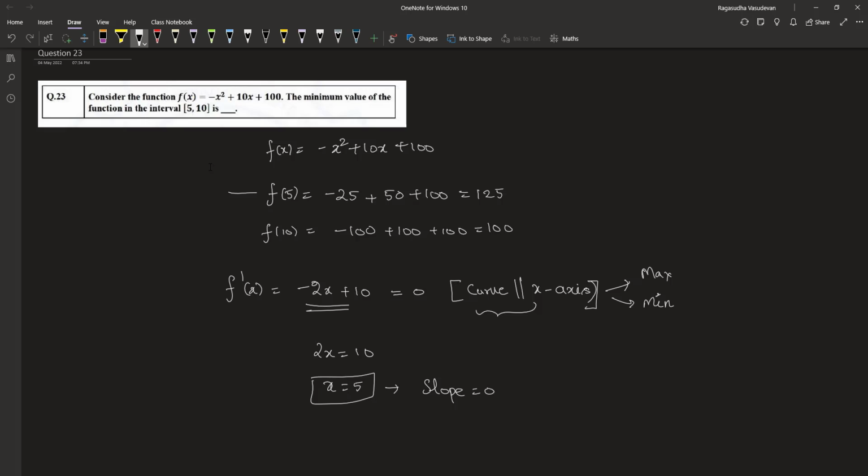But when x is equal to 5, the value of f of 5 is equal to 125, which is not a minimum value. Therefore, in the given closed interval 5 to 10, the minimum value is 100. It occurs at f of 10, or when x is equal to 10. The answer to this question is 100. Thank you.